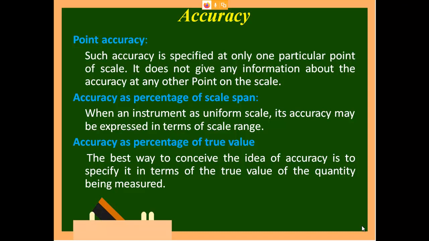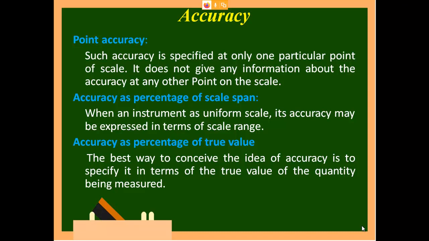Then accuracy as a percentage of scale span. When an instrument has a uniform scale, I should ask a question: when will you have a uniform scale in your meter and when will you have a non-uniform scale? If any instrument is given to you, just by seeing the scale itself you can say whether it belongs to AC or DC. All DC meters have a uniform scale. When a DC voltmeter or DC ammeter is given to you, the scale will always be uniform, so from that you can say the meter is used for measuring DC.